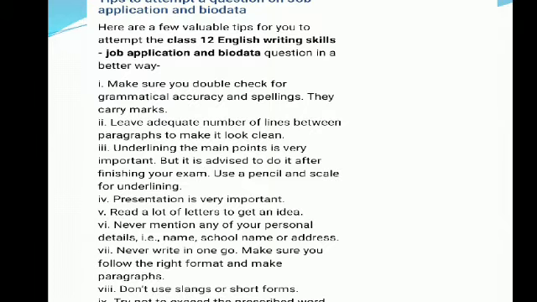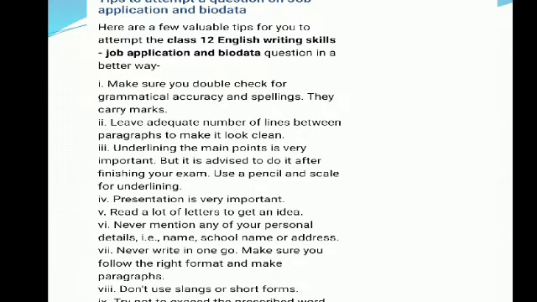Next, never write in one go. So we have to avoid that. Make sure you follow the right format and make paragraphs. The correct pattern should be brought on the paper, and the paragraphing should be apt, a correct one. So we have to take care of the three paragraphs or two paragraphs, what should be there in the paragraphs, how the sentences should be constructed, how the language should be formal and precise and to the point. So these points should be taken care of.